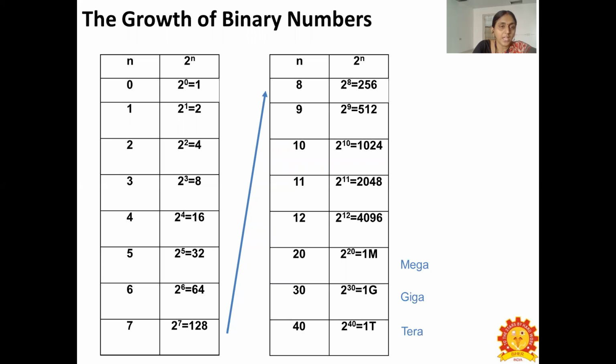And now this table shows the growth of binary numbers. Say number n, that is 0, the first number, can be represented as 2 power 0. If it is 2 power 0, the corresponding decimal value will be 1. And if it is 2 power 1, then the corresponding decimal value is 2. So 2 power 2 is 4, 2 power 3 is 8, and so on. That is 2 power 5, 2 power 6, up to 2 power 40, which is represented as tera. And 2 power 30 is 1 gigabyte. And then 2 power 20 is 1 megabyte.